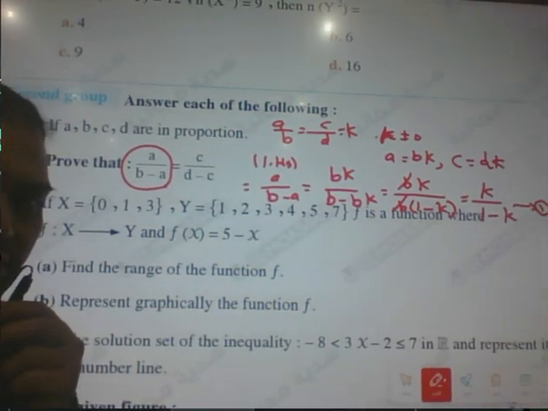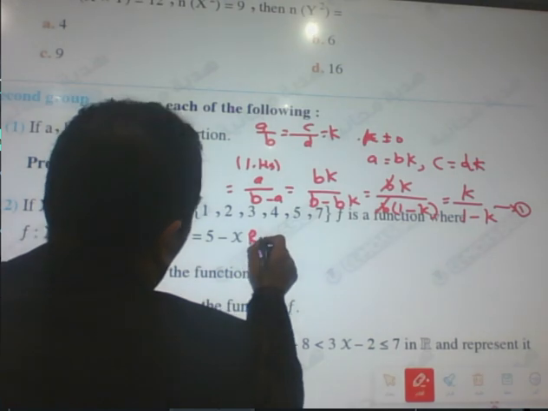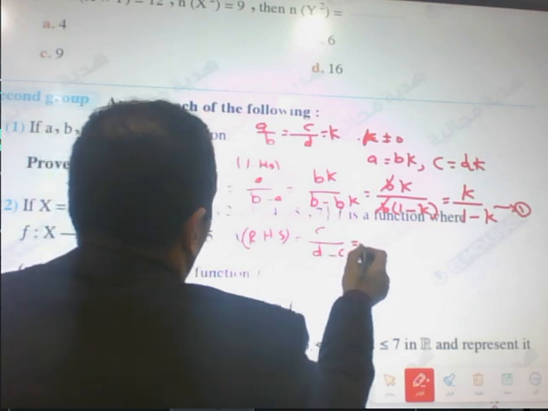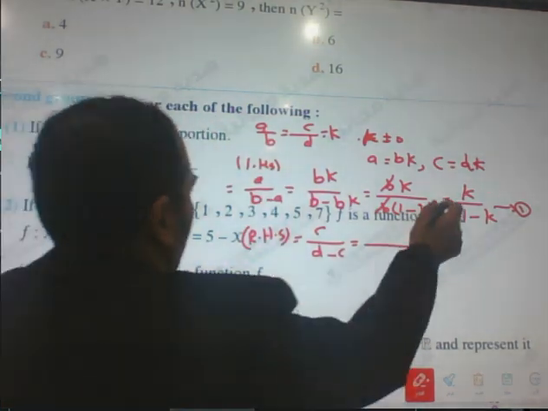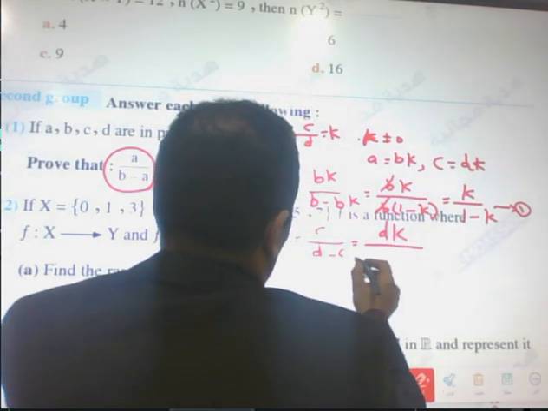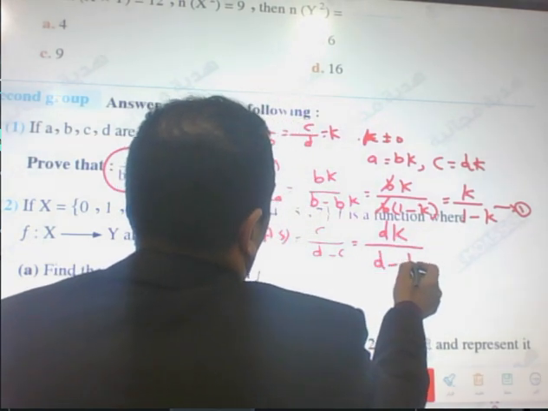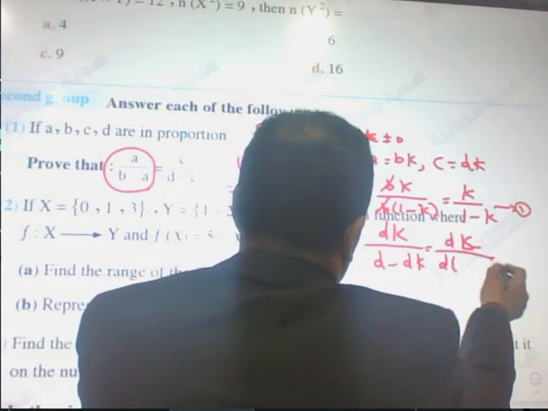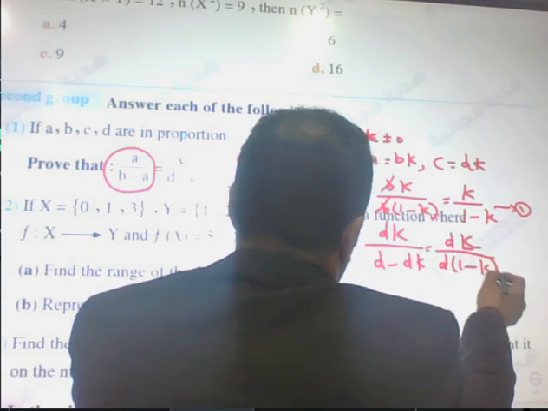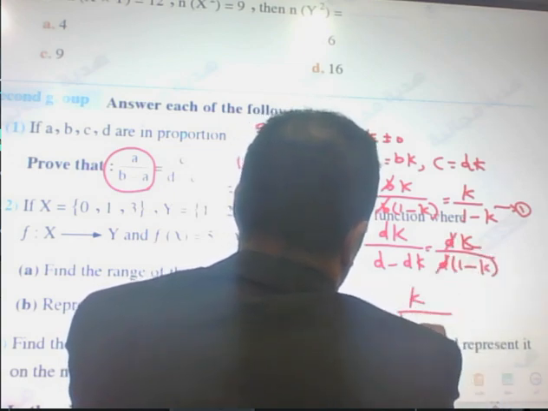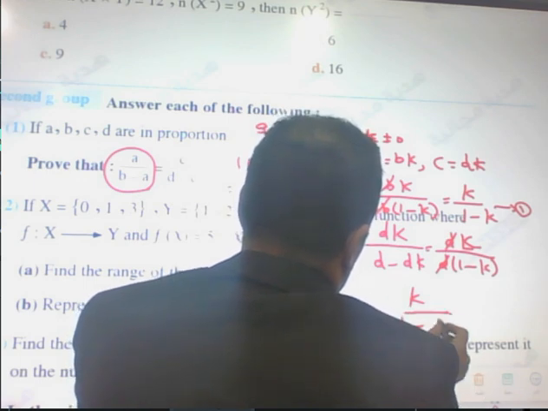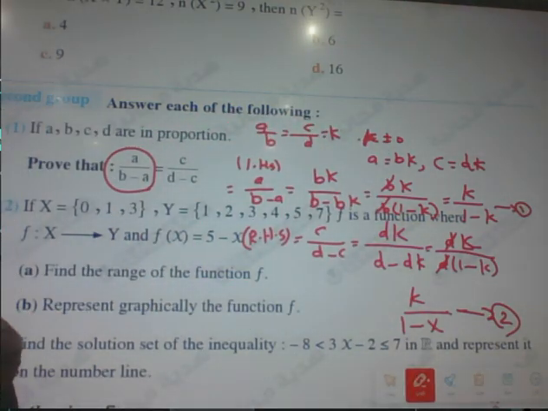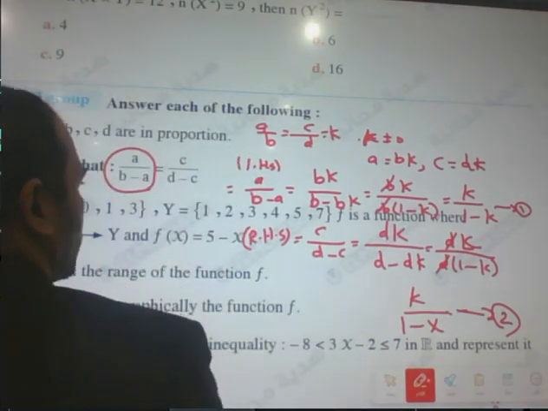Next, the right hand side. We have C over D minus C. The value of C was DK, so DK over D subtract C. C was DK. Right here, DK over D has a common factor, D divided by D is 1, DK divided by D equals K. Then the answer will be K over 1 minus K. This is relation number 2. From relation number 1 and 2, the left hand side equals the right hand side. Okay. Next question.